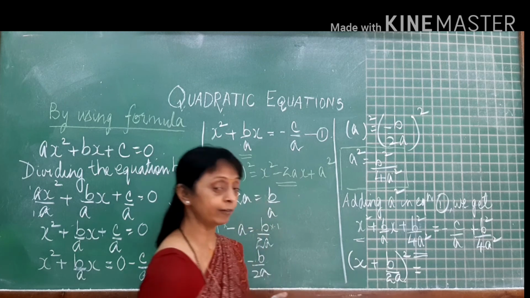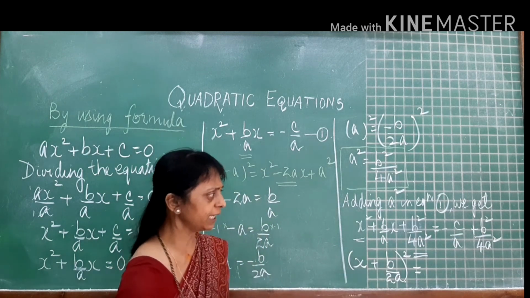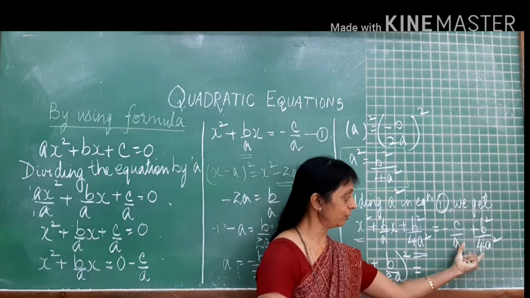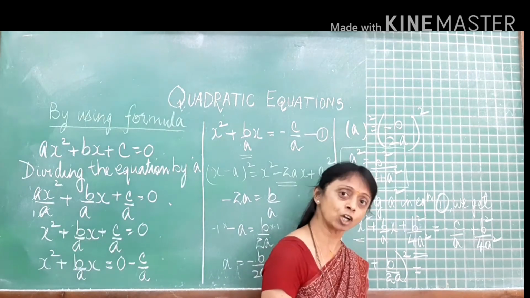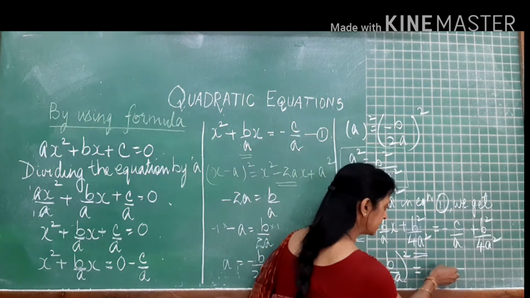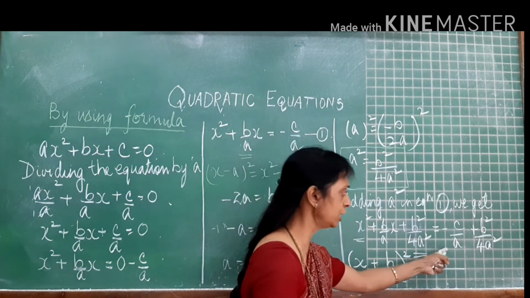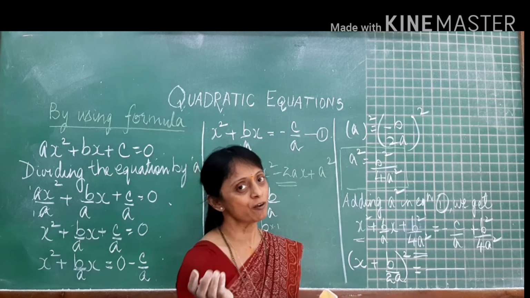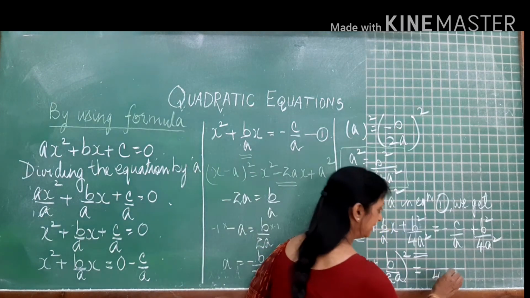Now children, look at the right hand side. Are the denominators the same? No. Remember your LCM. So they will be put under a common LCM. What is the LCM? Look at the numbers first. Over here you have 1. Over here it is 4. 1 and 4. What is the LCM? 4.